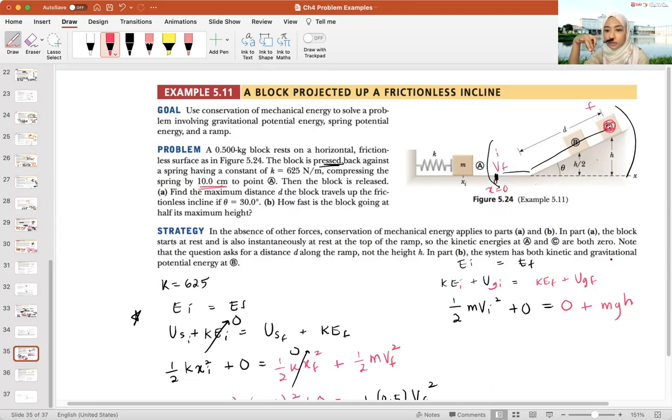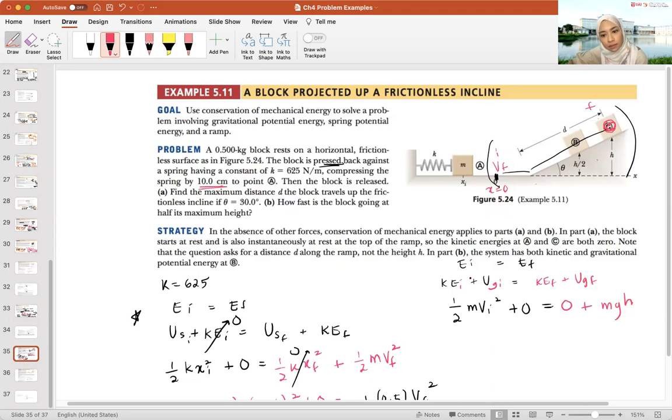Tak ada lagi kan? That is it, right? Let's see the strategy again. In the absence of other forces, conservation of mechanical energy applies to part A and B. In part A, the block starts at rest and is also instantaneously at rest at the top of the ramp. So kinetic energies are both 0. Note that the question asks for a distance D along the ramp.